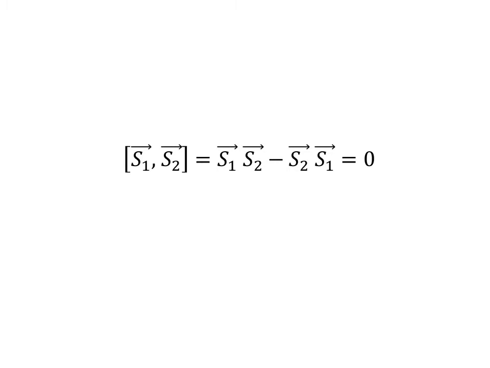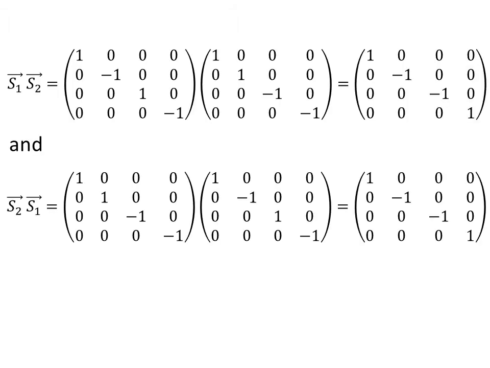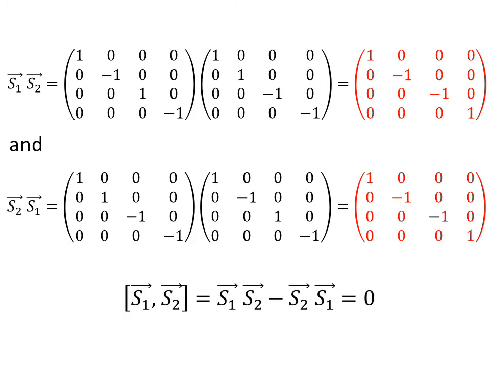As is known, a criterion for two operators to have simultaneous eigenfunctions is their commutator to be equal to 0. In other words, we have to explore whether the following equality is true. This can be checked immediately. As can be seen above, the two products are identical, which implies that indeed the commutator is 0. This, however, means that the operators S sub 1 and S sub 2 have simultaneous eigenvectors.